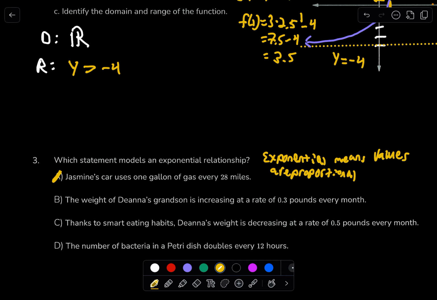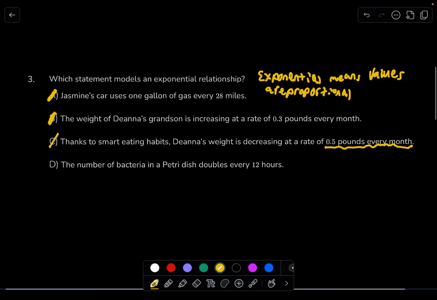The weight of Deanna's grandson is increasing at a rate of 0.3 pounds every month. Again, we're adding 0.3 pounds every month. That's not exponential. Thanks to smart eating habits, Deanna's weight is decreasing at a rate of 0.5 pounds every month. Again, that's a set amount that we're adding. We're adding negative 0.5. D is the correct choice because it talks about the number of bacteria in a petri dish doubling every 12 hours. That means every 12 hours we multiply by 2. That is exponential.